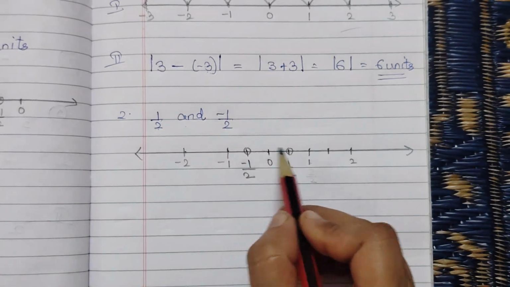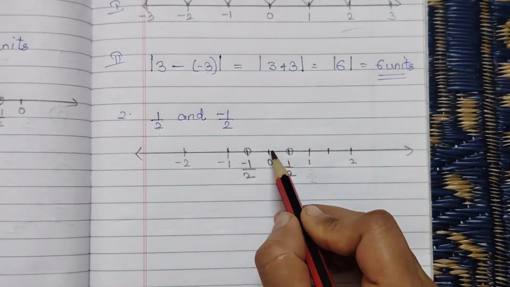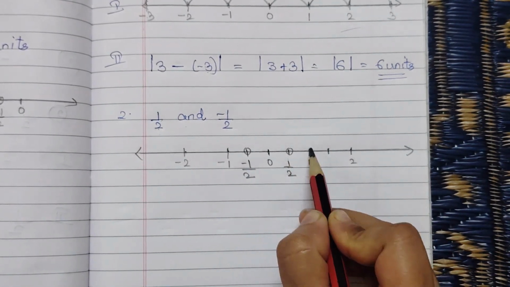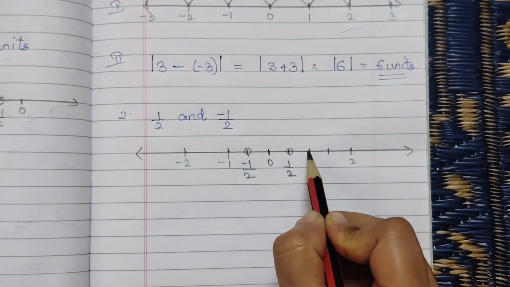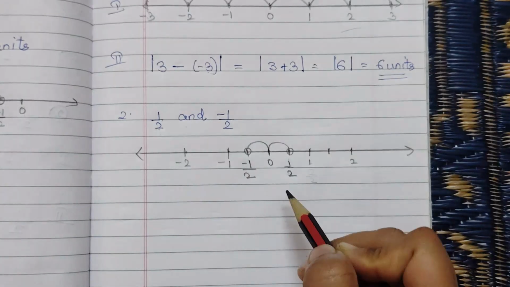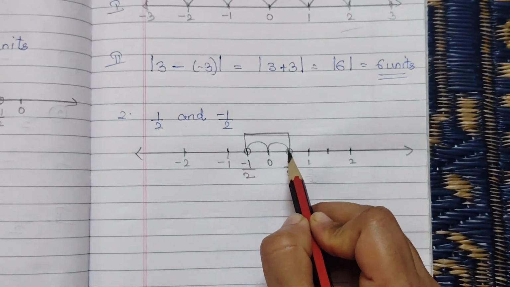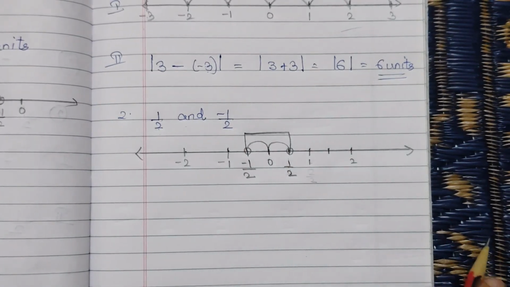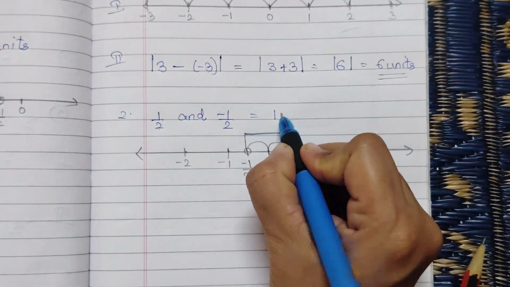Now we'll count the distance, the length between them. So now what is 1 unit? Between 0 and 1, this is total 1 unit. But it is in half over here. So this half and this half together makes whole 1 unit. Got it? So what is the answer? 1 unit.